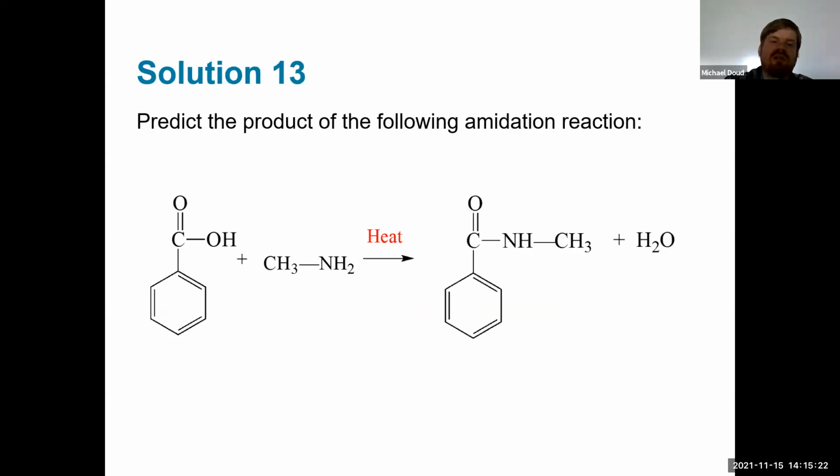Okay, let's take a look here. So what happens is we lose the OH group here and one of the hydrogens from the nitrogen. And this nitrogen then is going to form a bond to the carbon in the carbonyl. So now we've got an N-C bond here. What was NH2 is now NH, and then a methyl group off of that. This would be called N-methylbenzamide.